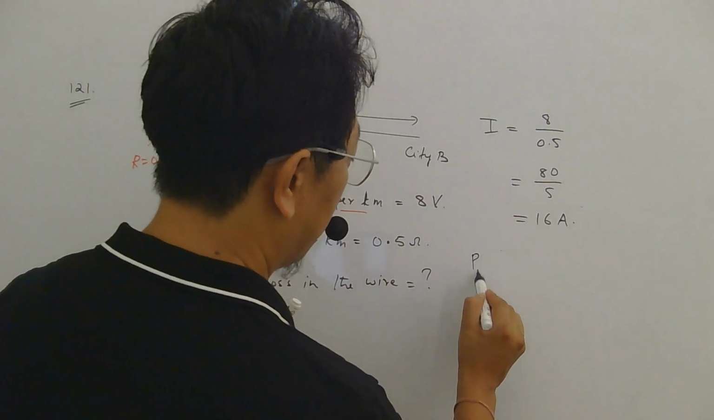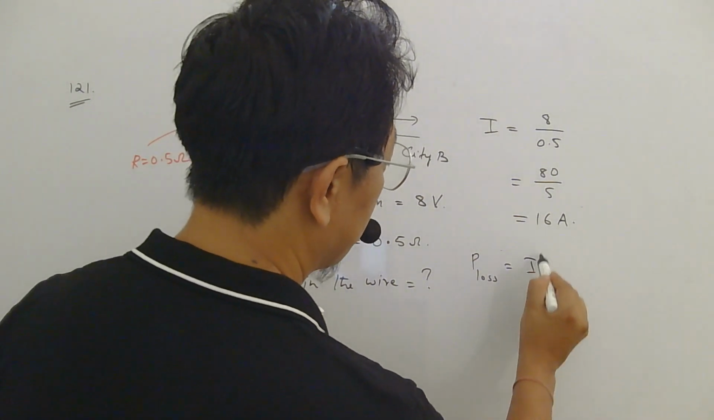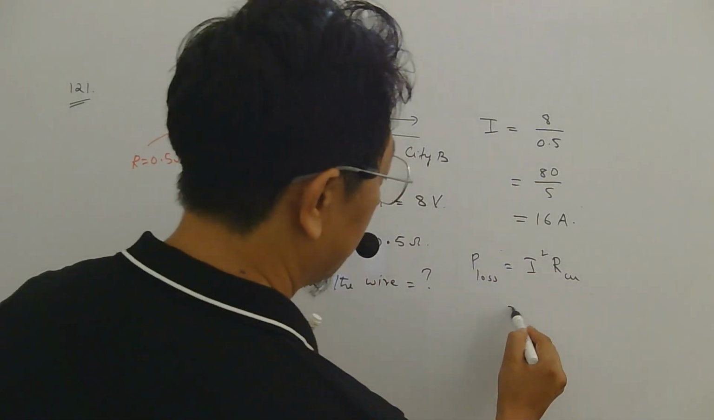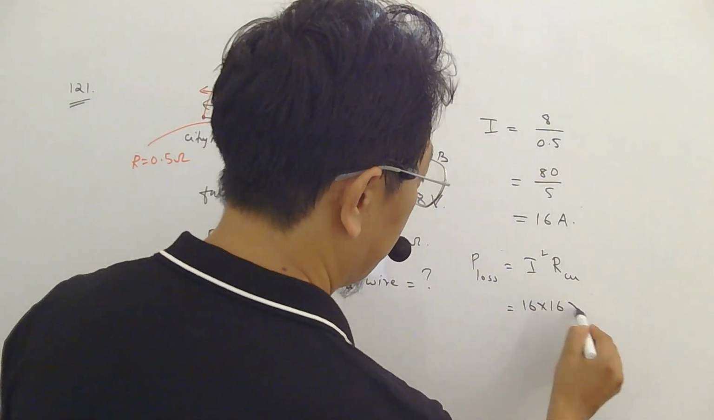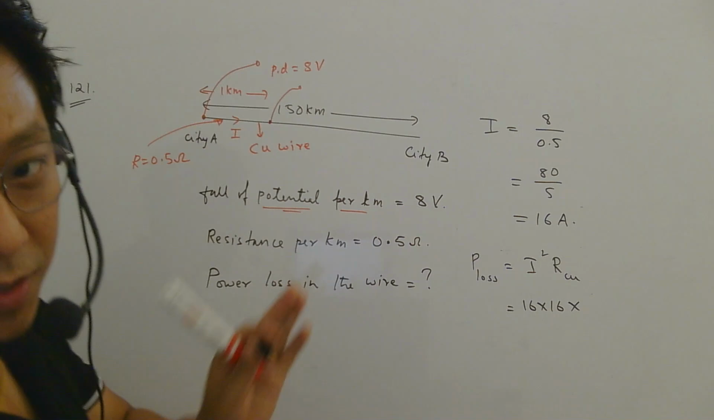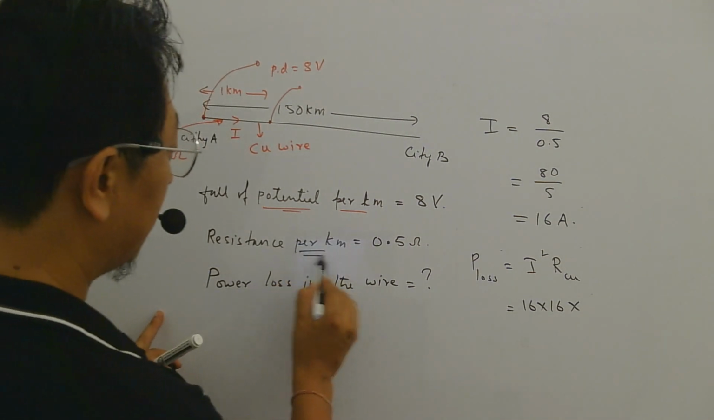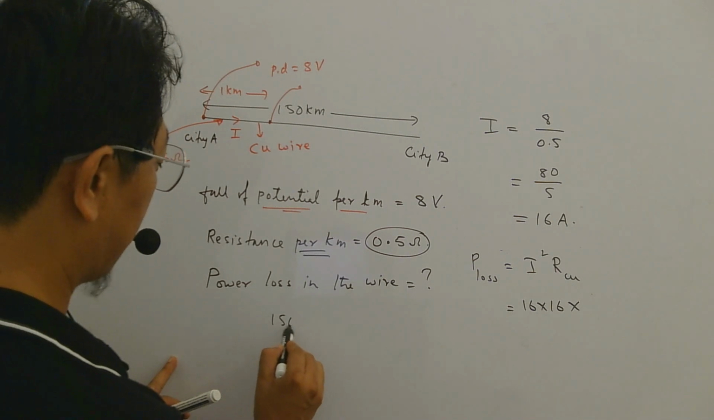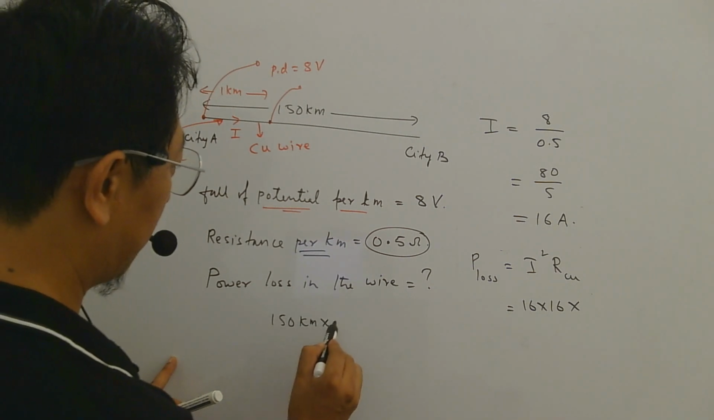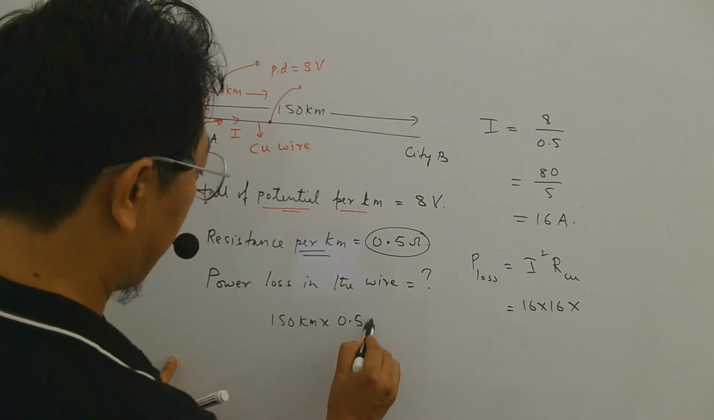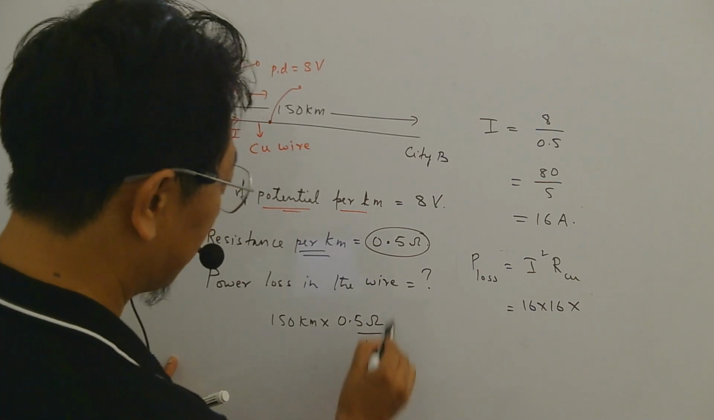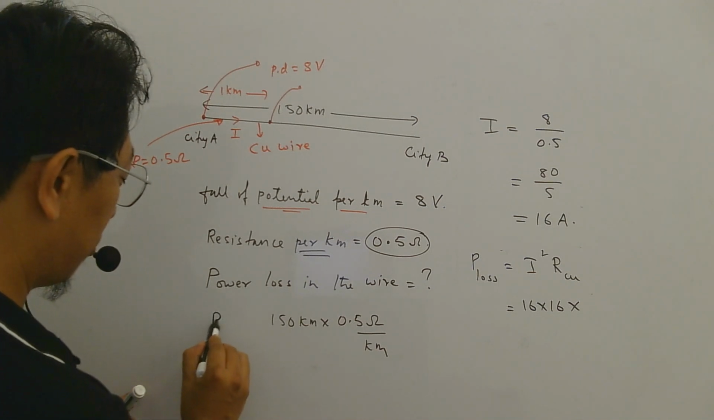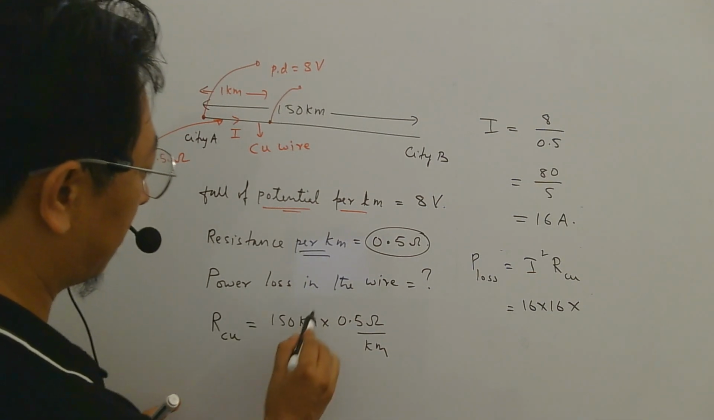So now the power loss is what? I square into resistance of the copper wire used, which will be 16 into 16 into, what is the whole resistance? Now 1 kilometer has 0.5 ohm, so 150 kilometer will have what resistance? 150 kilometer into 0.5 ohm per kilometer, right? This is resistance of 1 kilometer. So this is the total resistance of the copper wire.